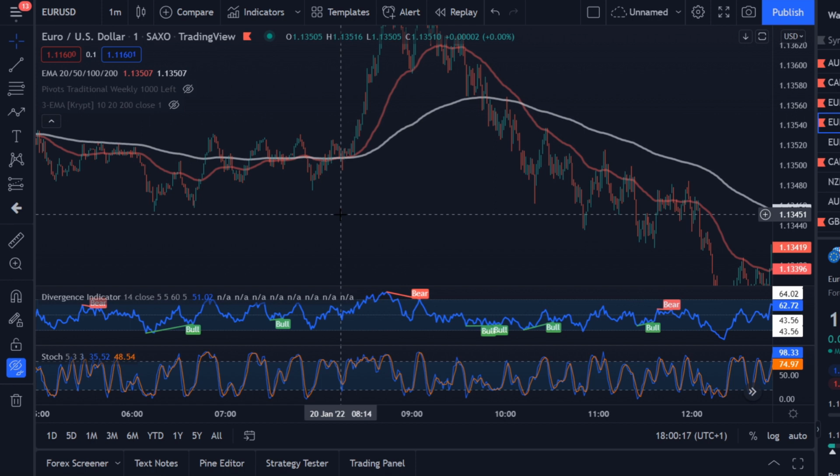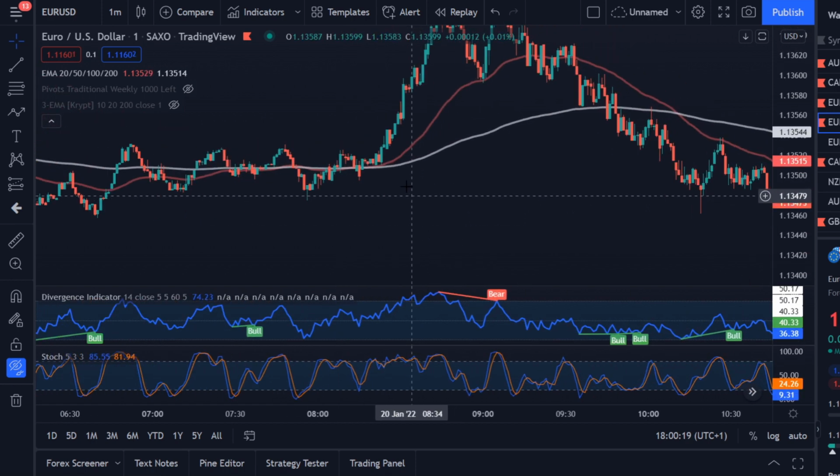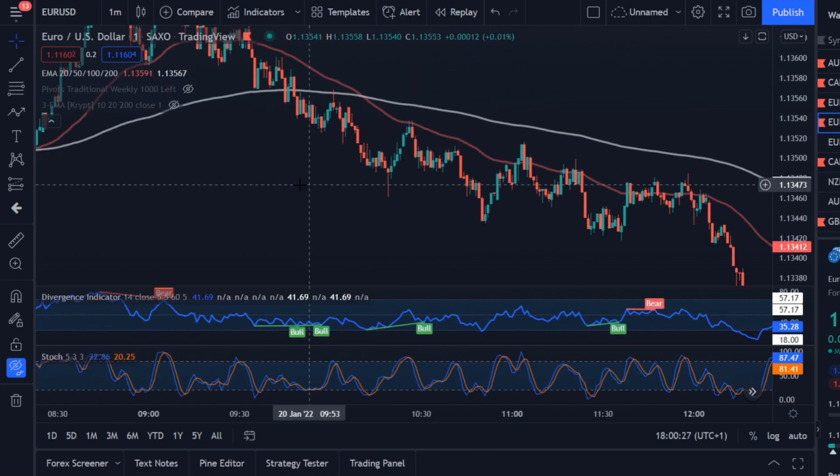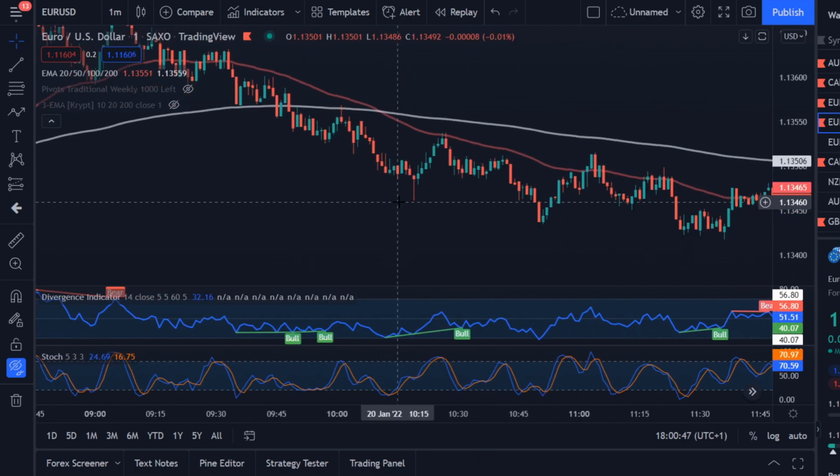And over here we see that the 50, the red one, is above the 200, so then we are only looking for opportunities to take buy orders, right? I hope that is clear. Then our next confirmation is a divergence. What is divergence? Divergence means that the price goes in one direction and the indicator shows the opposite direction.